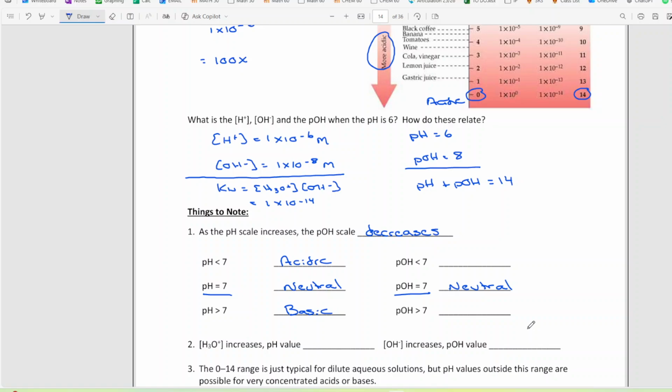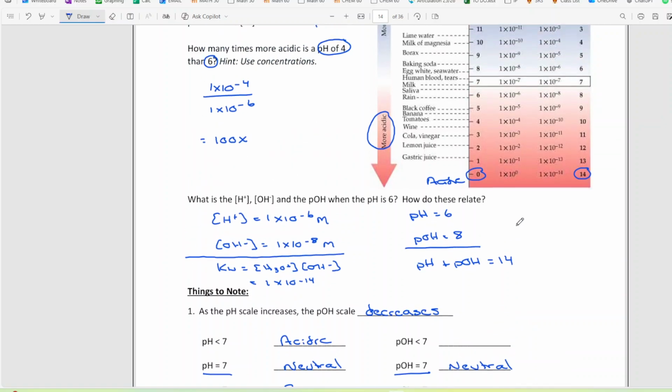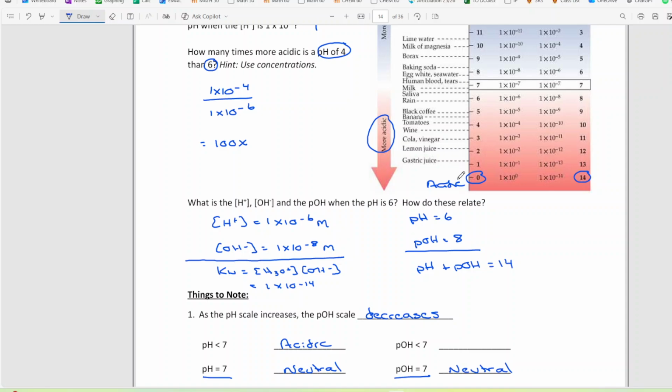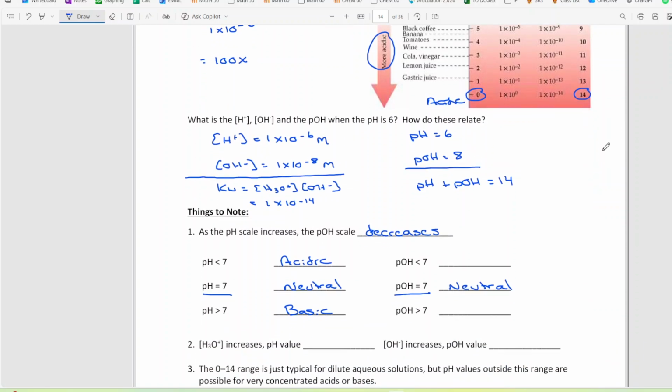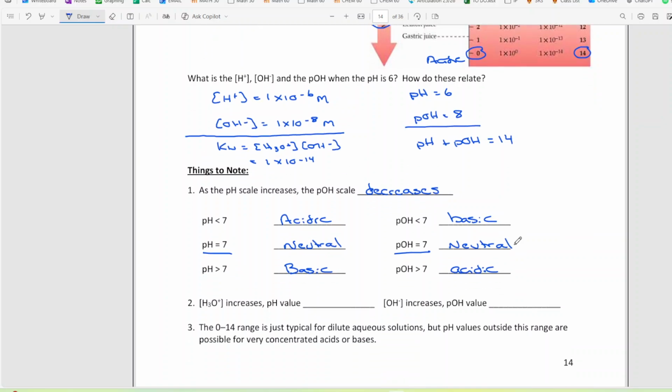But what about pOH? So if the pH is less than 7, that's acidic. But when your pH is less than 7, your pOH is greater than 7. So it's reversed. A pOH greater than 7 is acidic, whereas a pOH less than 7 is basic. It's a little bit confusing. We're more comfortable with pH than we are with pOH, and that's okay. But it's just something to start looking at.